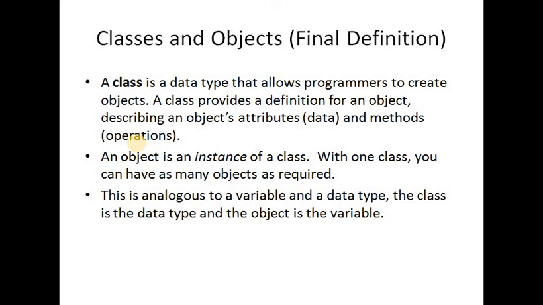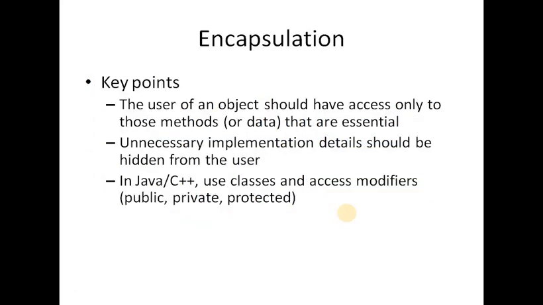An object, we already know, is an instance of a class. With one class you can have as many objects as required. This is another term. As we can see, the class is a type, the data type, and the object is kind of a variable. So our first topic is encapsulation.